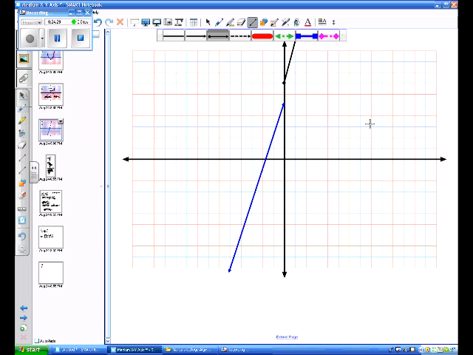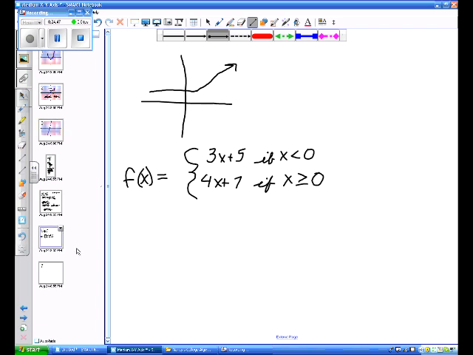So we've got our graph, and you can see that if you're picking x's that are less than 0, you're going to use this equation. If you're picking values to the right of 0, then you have to use this other equation. So this is what a piecewise function would look like if we graphed it. Now, what we want to do is go back and evaluate it.